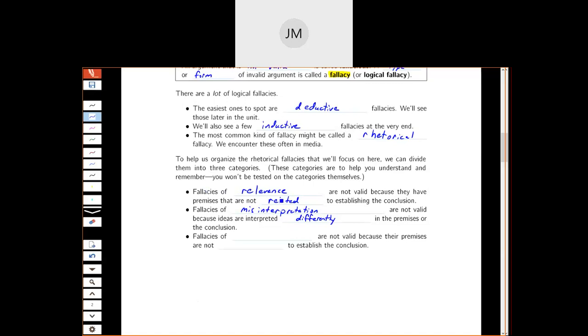So in the first one, our premises don't connect to the conclusion, right? We make an argument, maybe the premises are true, we argue this thing, but the premises aren't really related to the conclusion. In the second one, I have ideas in the premises and I interpret them one way, or maybe I use a word that has one meaning in the premises and I use a different meaning in the conclusion. So that would be the idea behind misinterpretation. And then we have fallacies of sufficiency.